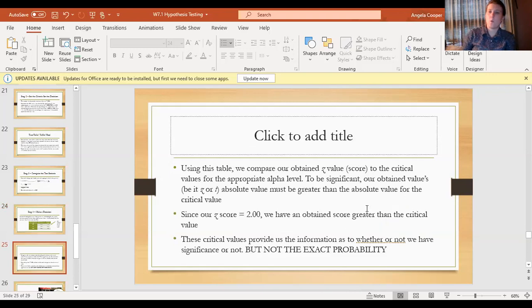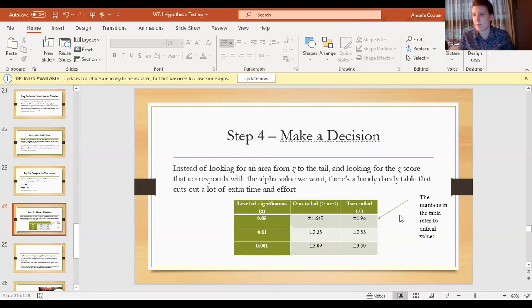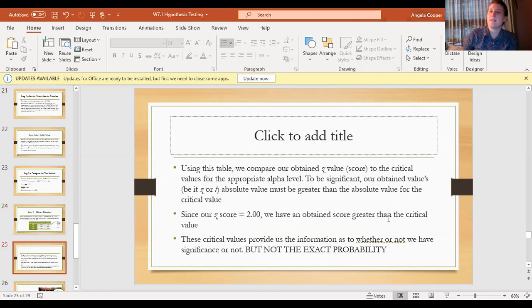Okay. So looking at that table, we already know that we're going to reject the null hypothesis. Our z-score of 2.00 is indeed greater than positive 1.96. Keep in mind, if your score is negative, you're going to compare it to the negative option. So if we had a z-score of negative 1.2, we would be comparing it to negative 1.96. And is it less than negative 1.96? Okay. So we had a z-score of 2. It is greater than our critical value of positive 1.96. So that's saying we have statistical significance.